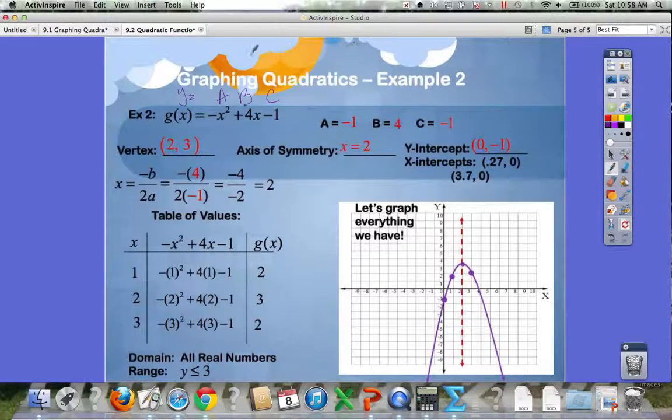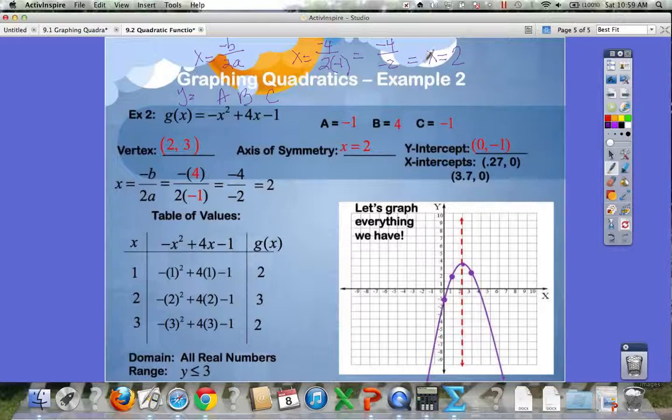Then you will plug that into your formula for axis of symmetry: opposite of B divided by 2A, 2 times A. For this one it will be the opposite of B. Well, B is positive 4, so the opposite of that would be a negative 4 divided by 2 times A, which is negative 1. Do your calculations. That's going to be a negative 4 over a negative 2. So x is going to be 2. A negative divided by a negative is a positive.